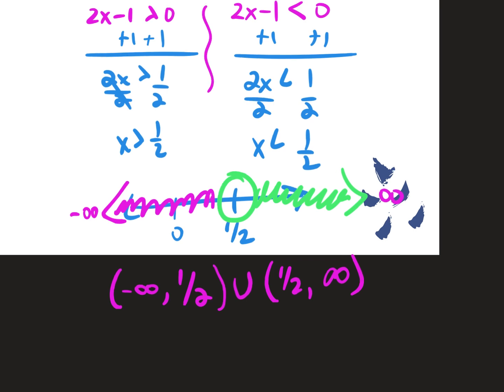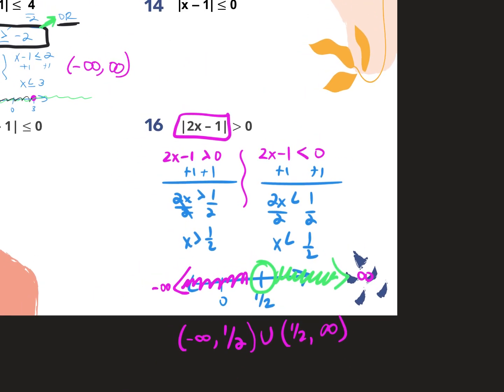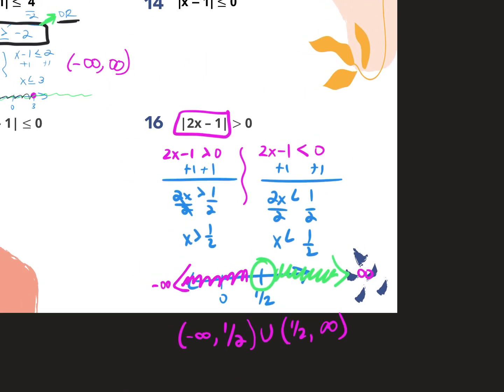If this was or equal to, hold on one sec. If this was or equal to, what would your answer be? Negative infinity to positive infinity. Good. Every now and again, guys, you'll have one of those little tiny nuances.